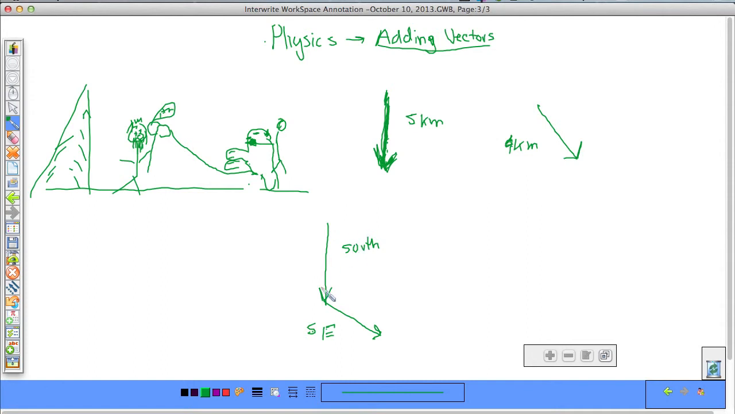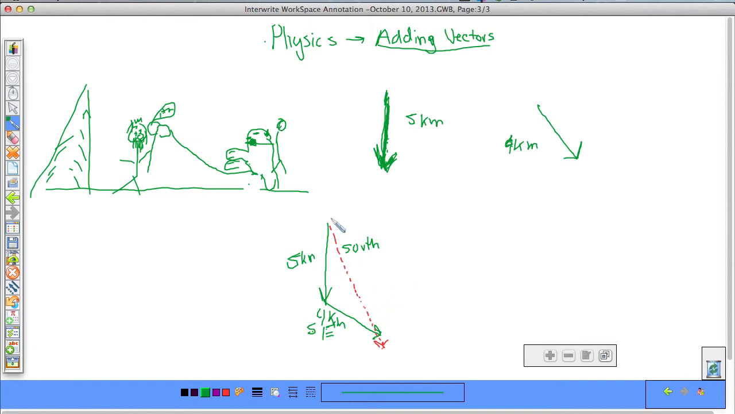So how do we figure out, so here's the resultant vector then. Let's draw this in a different line. So the resultant vector is going to go from the tail of one to the tip of the other. And so this would be their actual displacement from the bear. And so we know that this vector right here is 5 kilometers, and this vector right here is 4 kilometers. All right. So what is the resultant of this situation?